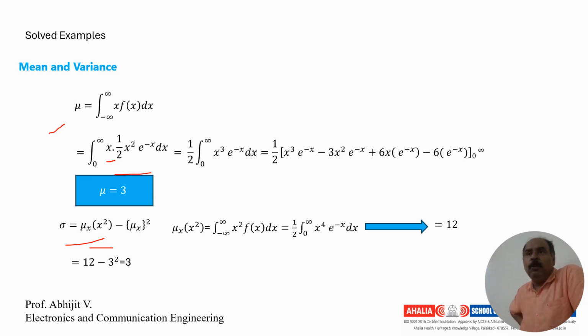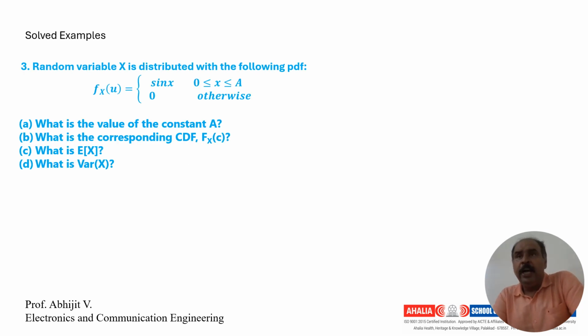Any doubts you can ask me now. A random variable has the following PDF. Now find the value of constant A, find the corresponding CDF fx of x, what is E of x and what is variance x.